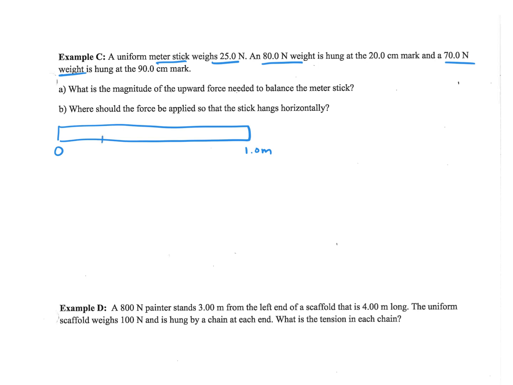So at the 20 centimeter mark, we have an 80 newton weight hanging down, don't we? Where should I place the mass to represent the meter stick itself? Yep, the middle, the center of gravity, right? So the meter stick is going to be at 50. So at 50 centimeters, we're going to have a 25 newton weight. And that's the weight of the meter stick itself, right in the middle. And then finally, the 70 newton weight is going to be over here, isn't it? At 90 centimeters. We've got 70 newtons.